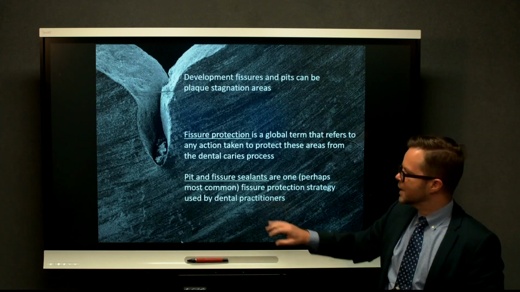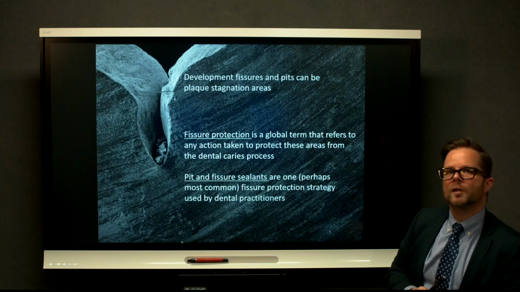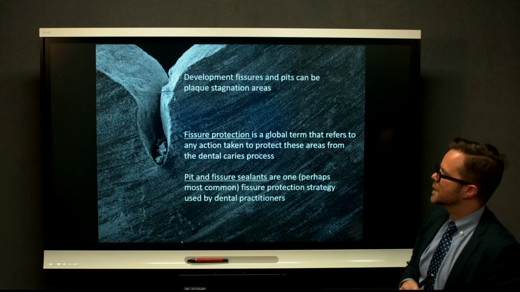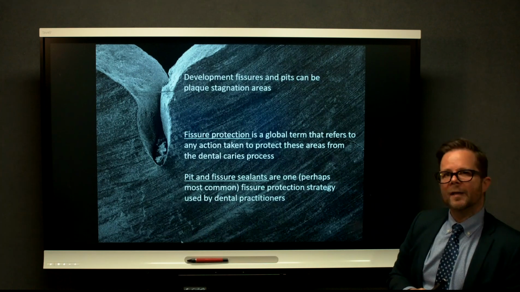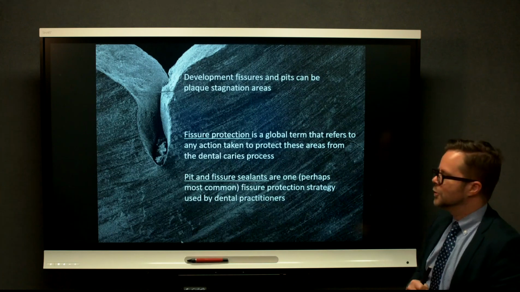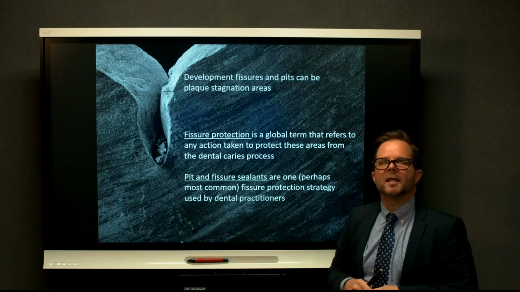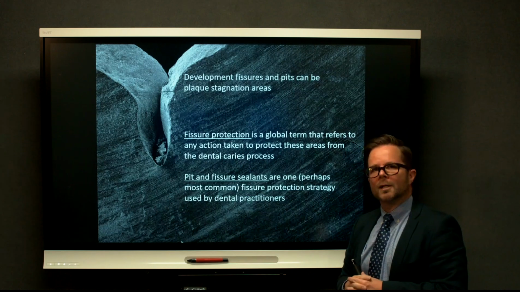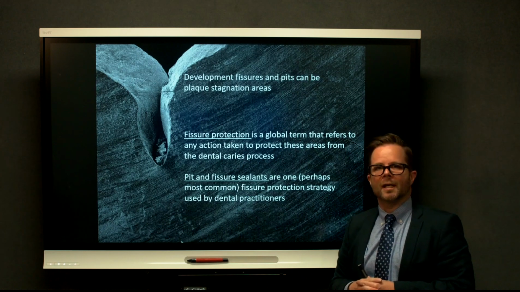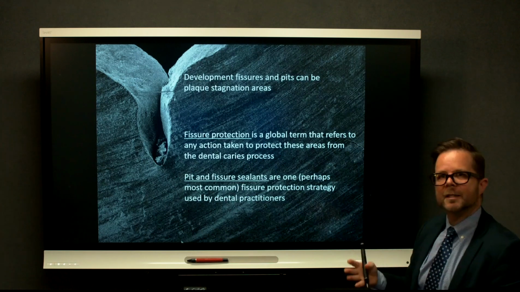And what we will be looking at specifically today is a treatment called a pit and fissure sealant. And these are one of the number of things we can do to protect fissures, but as I said here, perhaps the most commonly used fissure protection technique. We'll talk about that in detail.